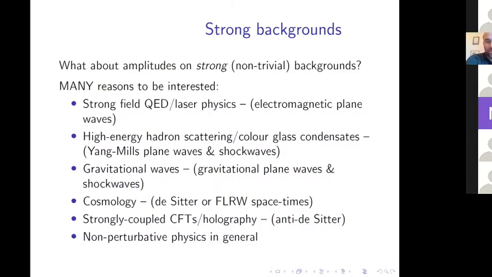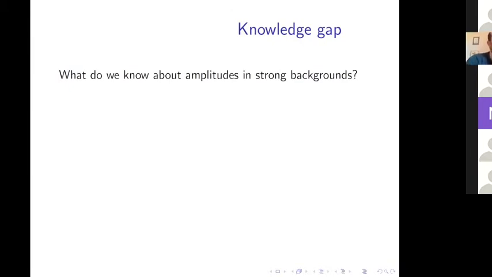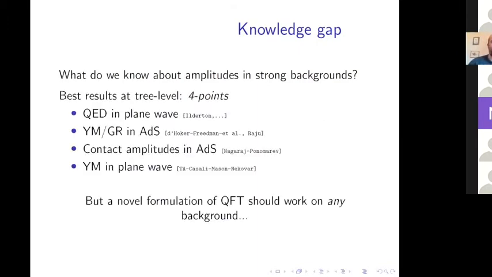But there are also good esoteric reasons to be interested in scattering amplitudes on strong backgrounds, which is that there's a huge knowledge gap between what we know about scattering amplitudes on a trivial background and what we know about scattering amplitudes in even the simplest strong background fields. Even for the simplest of these strong backgrounds at tree level for Yang-Mills theory and general relativity, as far as I know, the best formulae that anyone had computed until this year were 4-point formulae.